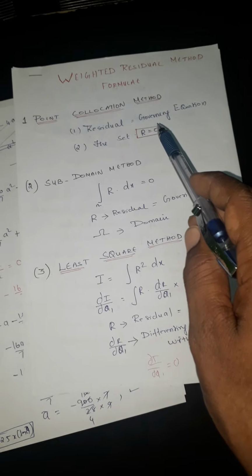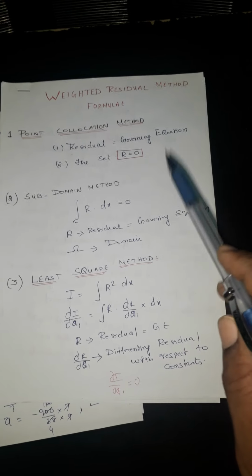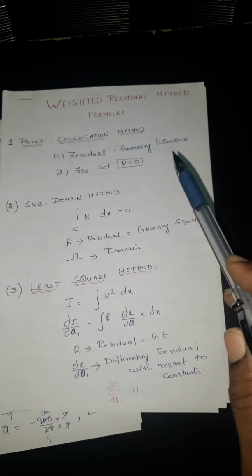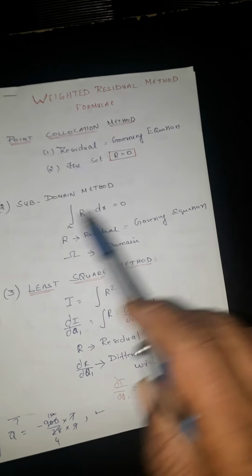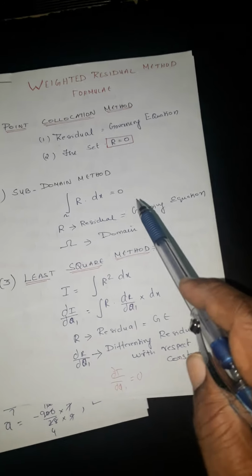Here also we have to choose the trial function. It may be polynomial or it may be trigonometric. Take A1, A2 constants, which should be found out, and you substitute. Here, in the subdomain method, integral of R dx is equal to 0. This is the residual. Again the governing equation should be put over the domain. Whatever the domain is, 0 to n or 0 to 1 or 0 to 2, you just take it, integrate the whole thing and equate it to 0. That is the subdomain method.